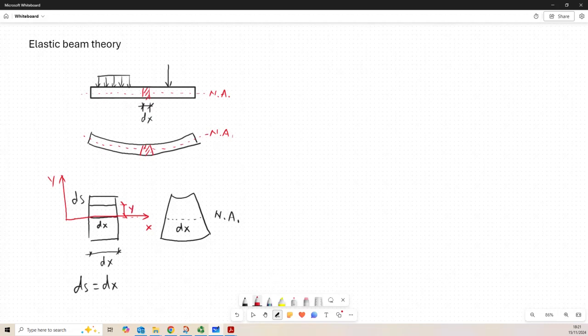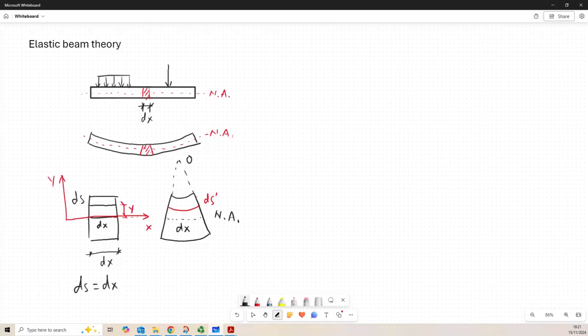As we know, ds is above the neutral axis, so ds will be shorter. We call this ds prime. As we know, these are circular arcs. For a circular arc, they have a center. Suppose the center is over here. The center of this arc is O.